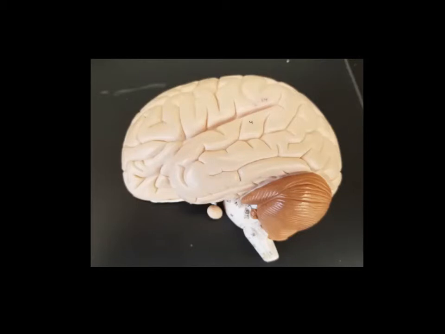Now, from this view, though, we can see quite a bit more. Okay, so to review a couple of the things that we saw on the previous slide, here is that central sulcus that separated the parietal lobe and the frontal lobe. But we can also see a large sulcus here and that separates yet another lobe. Here we see the temporal lobe.